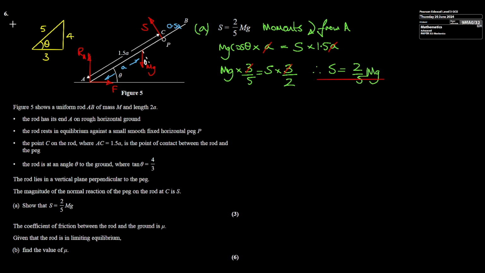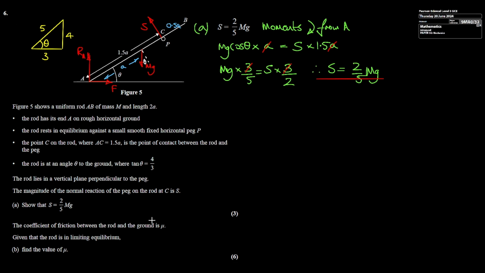The 3's cancel, and therefore I can say that S is equal to 2/5 mg, which is what they asked us to prove. Okay, part B, we're now given that the coefficient of friction between the rod and the ground is mu, and the rod is in limiting equilibrium. Find the value of mu.